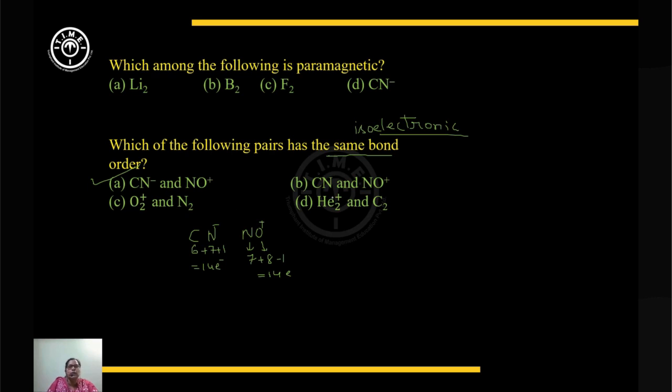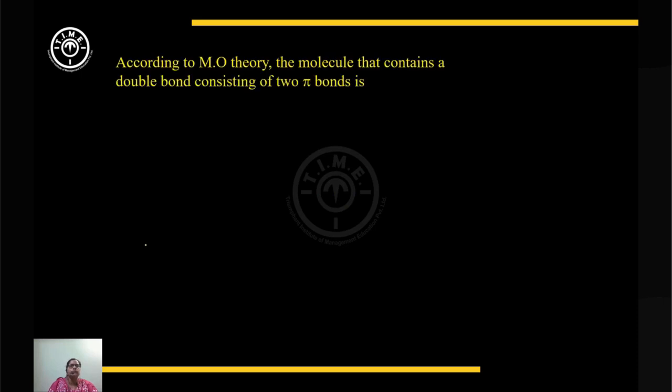Similarly, if we take He2 plus, we get 3 electrons. C2 is 12 electrons, so it cannot be the answer. Similarly, CN and NO plus is given; if it is CN minus, then it could be the answer. But O2 plus is 15 electrons and N2 is 14 electrons. So isoelectronic species have the same bond order. Let's move to the next question.